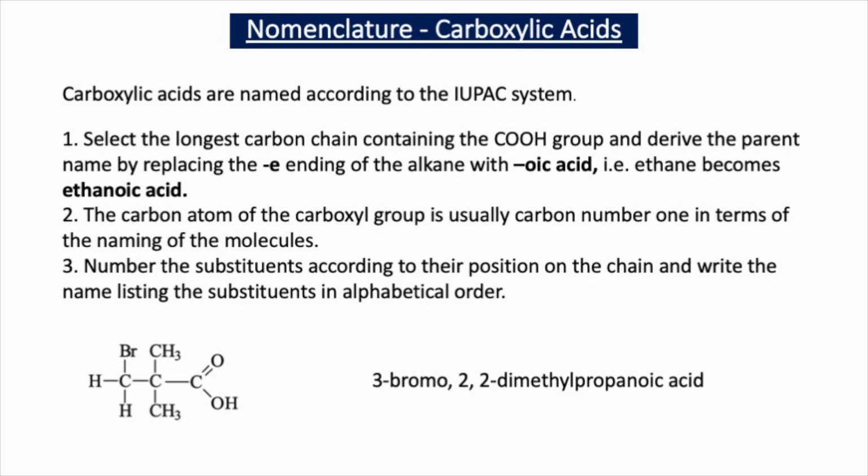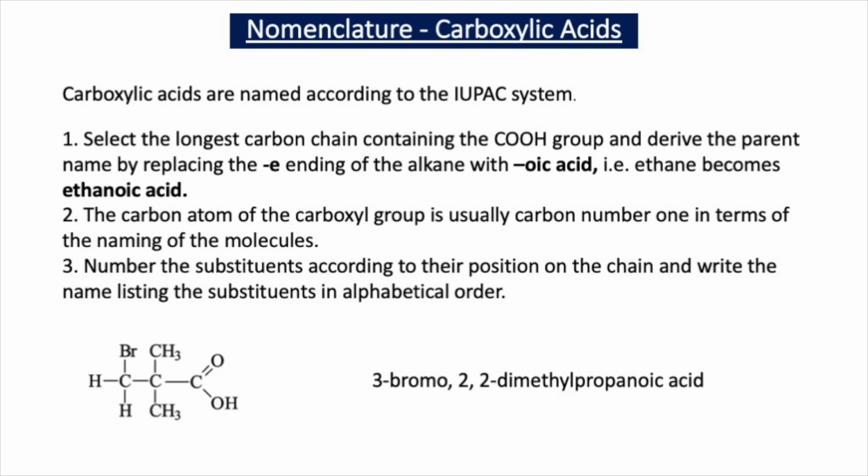Now, the longest chain must contain the COOH group, and the carbon atom of the carboxyl group, the C double bond O, is usually carbon number 1 in terms of naming the molecules. Now, you need to number the substituents according to their position on the chain and write the name listing the substituents in alphabetical order. So an example of a carboxylic acid is shown here.